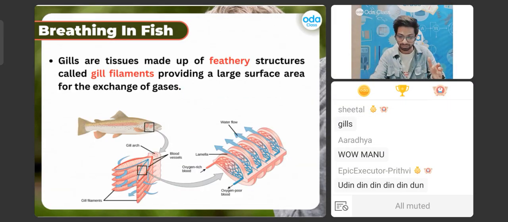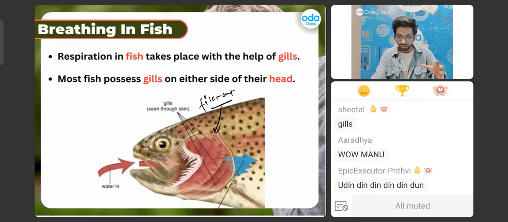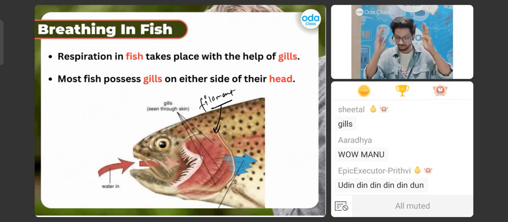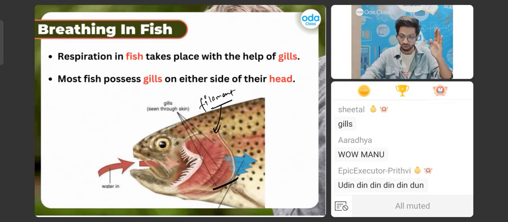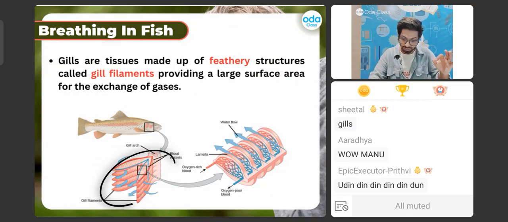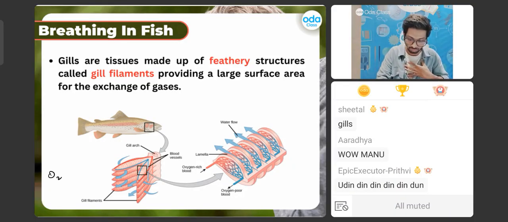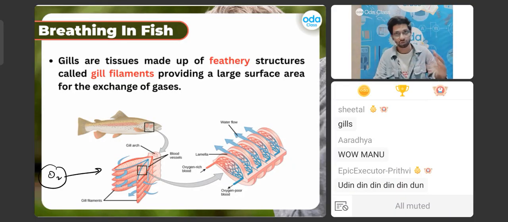So I'm repeating again, beta. From the beginning, fishes have these feathery structures. There are gills on both sides of the fish, and these feathery structures are called gill filaments. These gill filaments are very large and provide a large surface area for better absorption of oxygen.